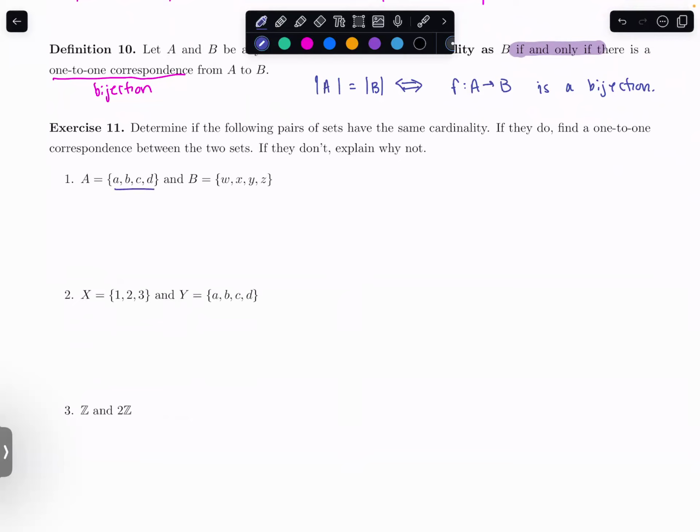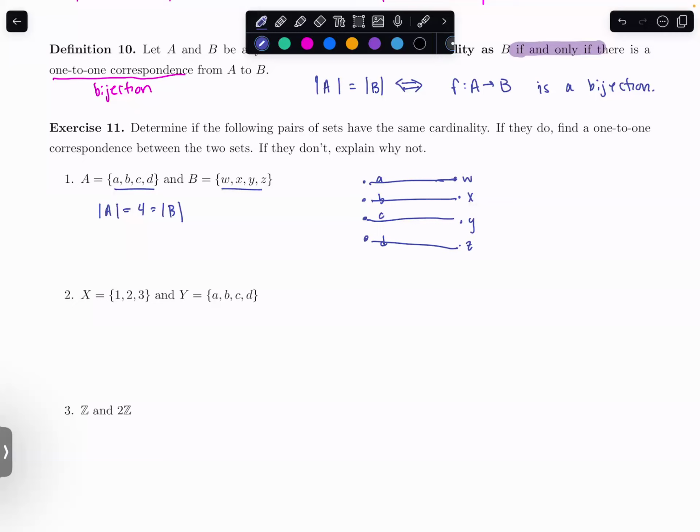So these 2 sets have the same cardinality, right? The cardinality of A is 4, and so is the cardinality of B. So let's come up with a function between them that is both 1-to-1 and onto. So we're looking at A, B, C, D here, and then W, X, Y, and Z. And we're just going to match them up. There is a 1-to-1 correspondence between those two sets.